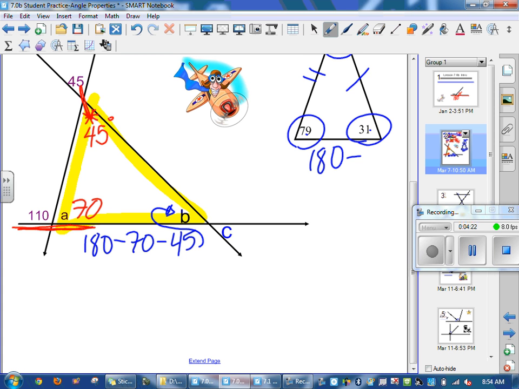B is 65 degrees. Excellent. Okay. Because C is across from him, what do we know about C then? It's also 65 degrees. Good. Because the ones that are across, if they're across an X or a plus sign, they're always identical. Check your work on those. We're going to move on.